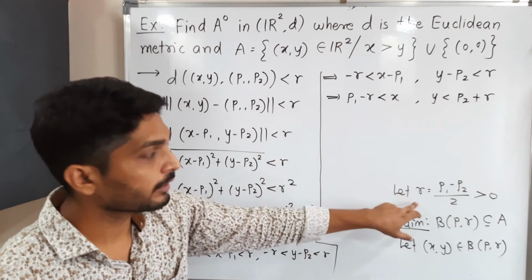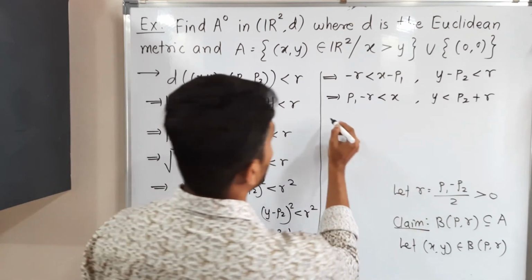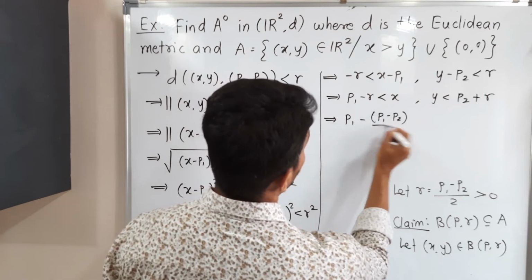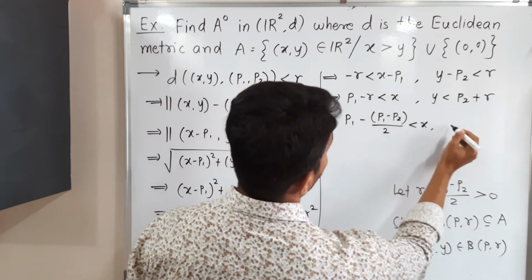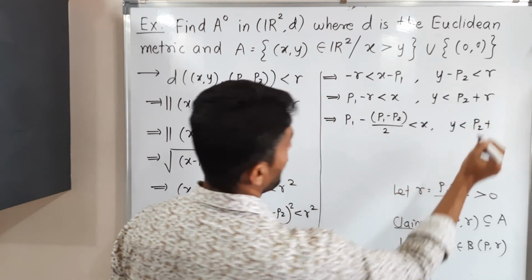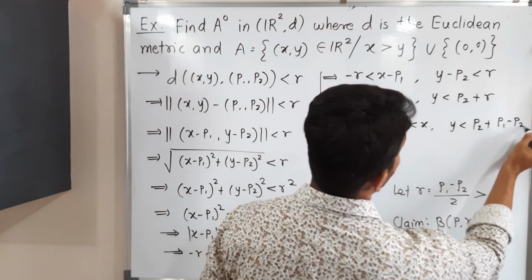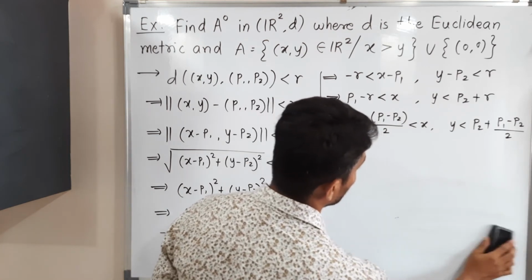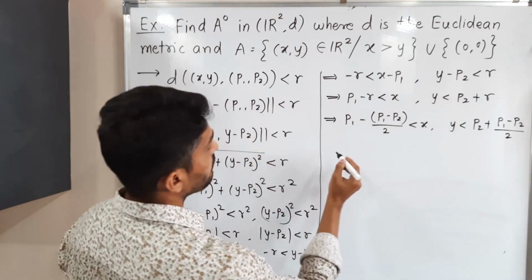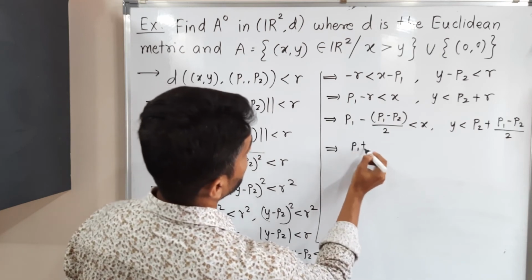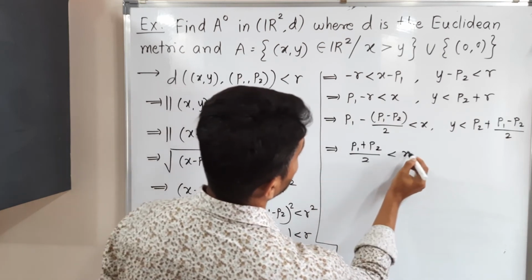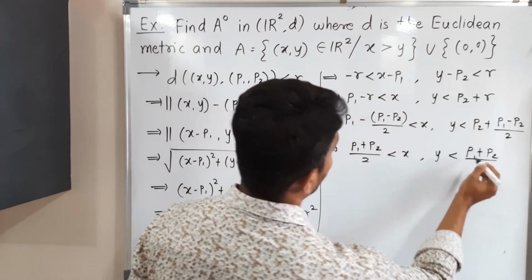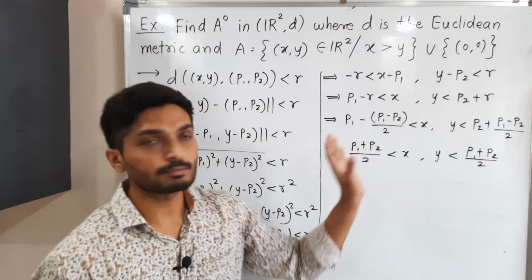But what is the value of R? I have kept it here purposefully. So let us put this value of R here. So P1 minus (P1 minus P2) by 2 less than x, and y less than P2 plus (P1 minus P2) by 2. See, it is not required. Let me remove this part now. So if you simplify, we will have (P1 plus P2) by 2 less than x, and if you simplify again, we will have (P1 plus P2) by 2 greater than y. If you simplify, you will have this one.